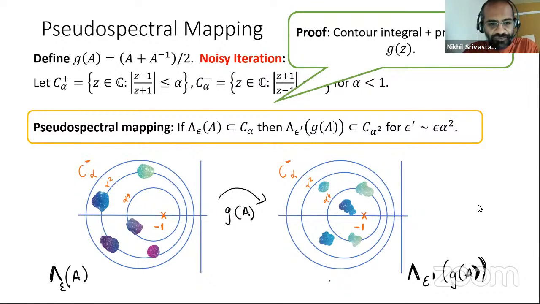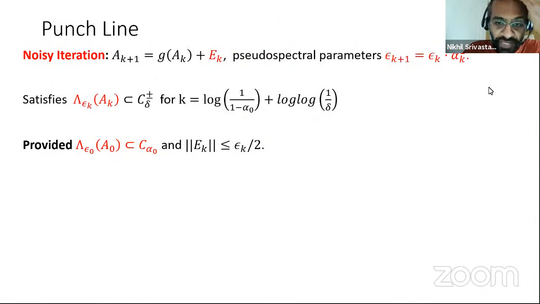Okay, so once you have the pseudospectral mapping, you can analyze the algorithm. So now we revisit this iteration. A_{k+1} is g of A_k plus some round-off error, E_k. And now we keep track of a sequence of pseudospectral parameters along the iteration, which are shrinking, but in this controlled way. So epsilon_{k+1}, which is the pseudospectral parameter at the (k+1)th iterate, is the previous pseudospectral parameter times alpha_k squared, where alpha_k is the circle parameter at that iteration.